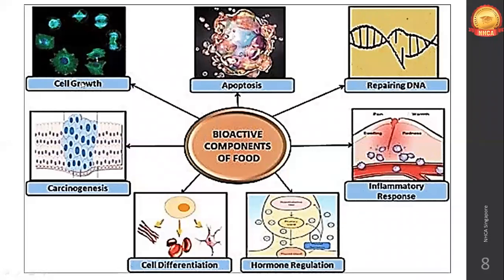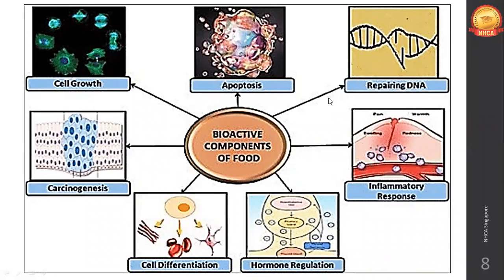For cell growth, cell proliferation, and differentiation, you require nutritious food. Apoptosis. Have you ever heard of this term, apoptosis? Can anyone guess what this means? Yeah, apoptosis means cell death. Cell death has to take place.